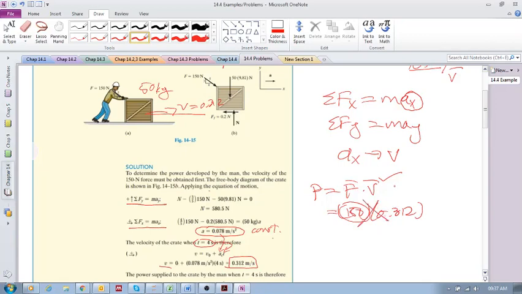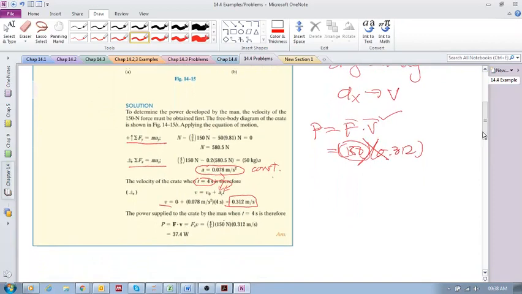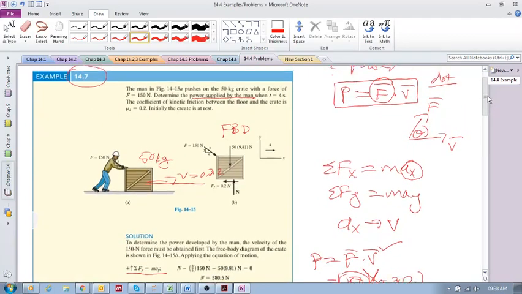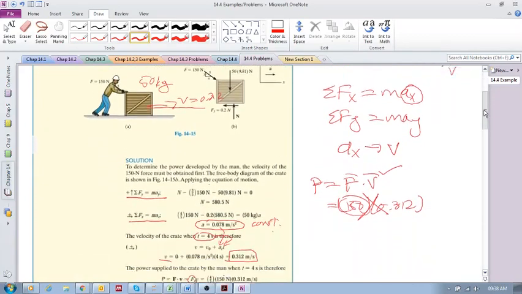Remember, it's F dot V. So we need the component of the force in the direction of the velocity. That is why we would have Fx times V, which is 150 times 4 over 5. Now we've got our component of his force in the x direction times the velocity. And there we have the answer. Okay? Hope you didn't get too confused. Hope it's making sense.